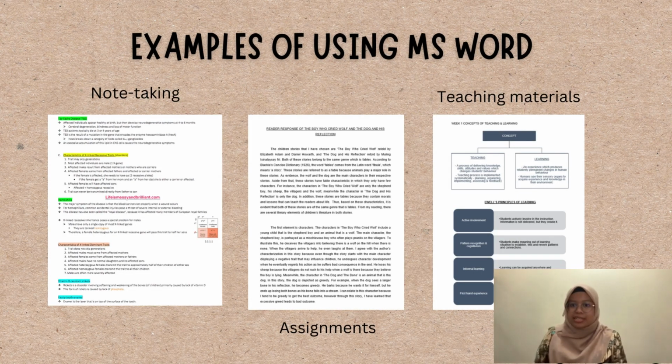Moving on, these are the examples of using Microsoft Word. As we can see here, the first example is note-taking in Microsoft Word. It applies colorful highlights to emphasize the important points. The next one is an example of doing assignment in Microsoft Word. Meanwhile, the last one is an example of preparing teaching materials in Microsoft Word. The teaching materials apply the usage of mind map to explain the lesson.